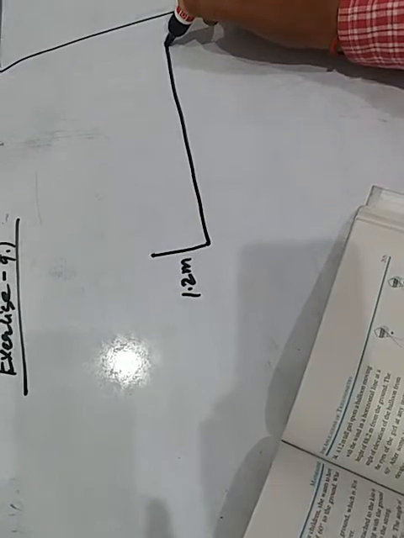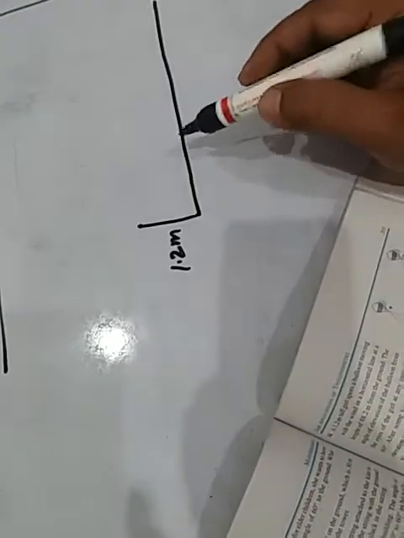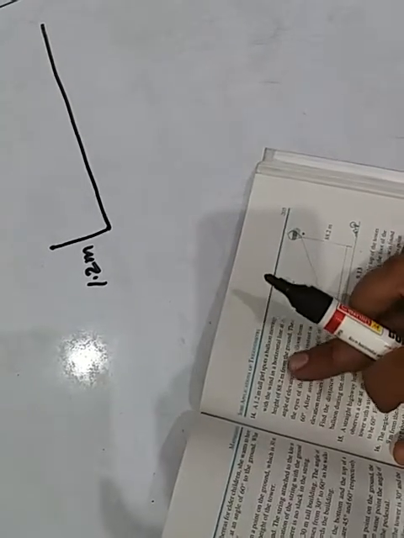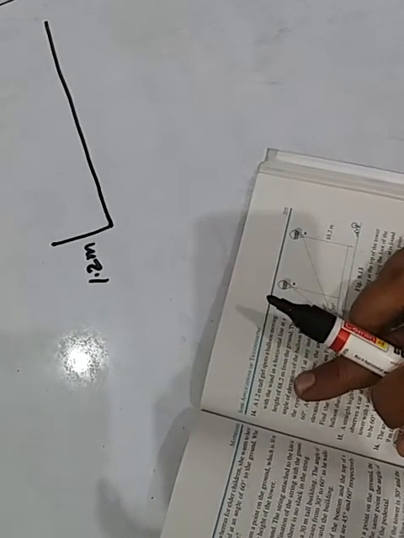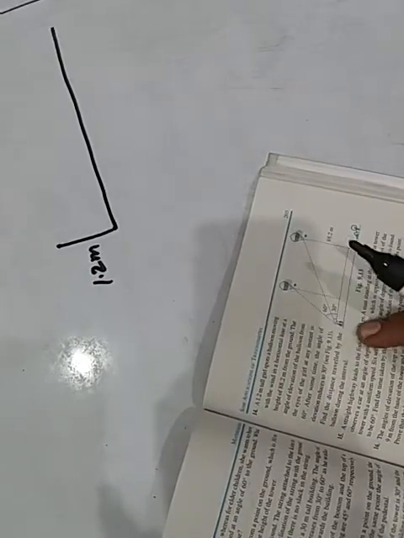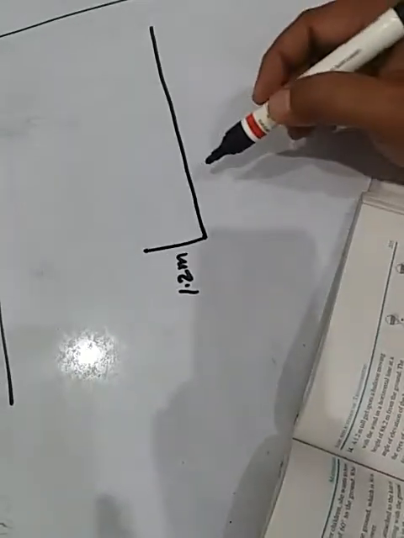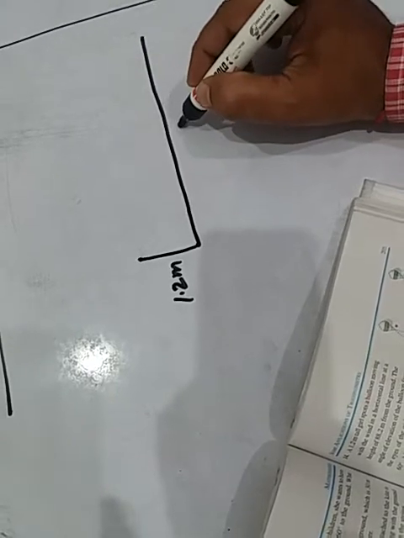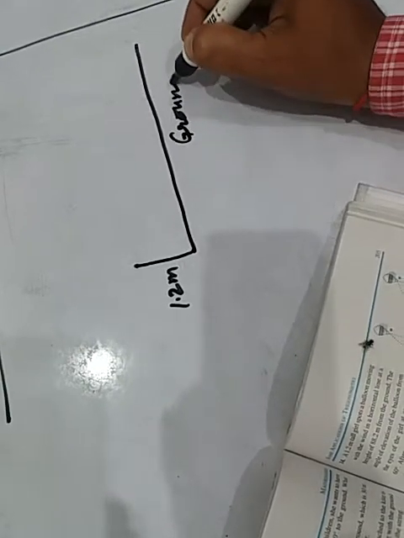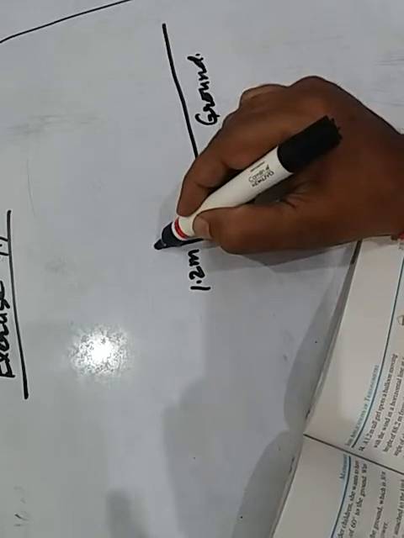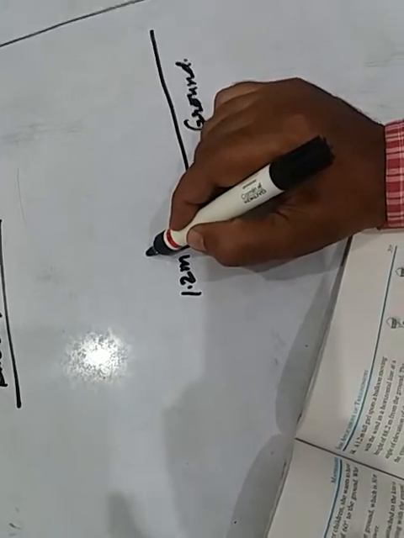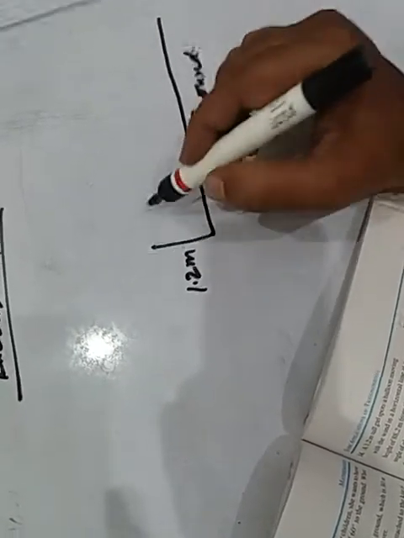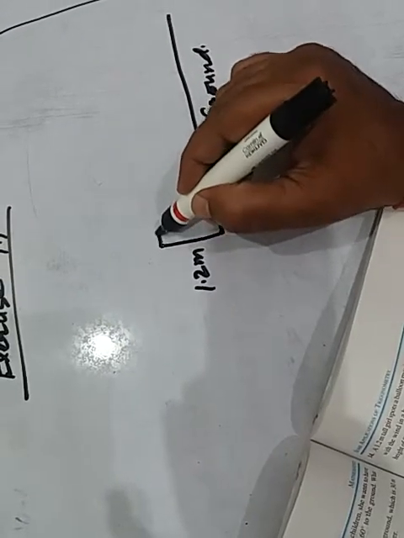Okay, children? Clear? A 1.2 meter tall girl spots a balloon moving with the wind in a horizontal line at a height of 88.2. The figure is given here. See this, this is the ground level. What is this? This is the ground, and this is the horizontal level of the eye of the observer, that is the girl. Clear?